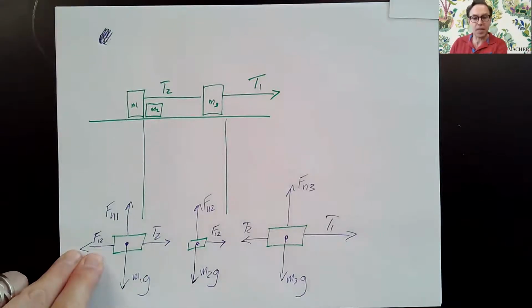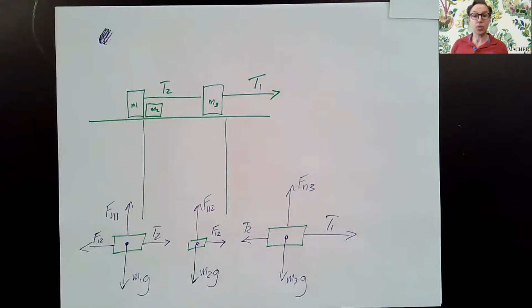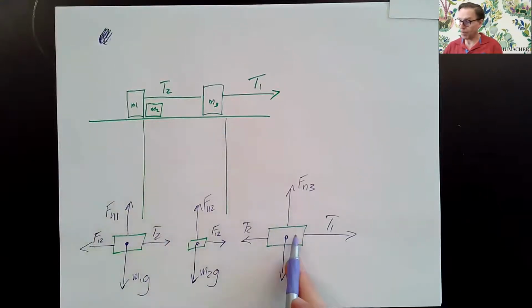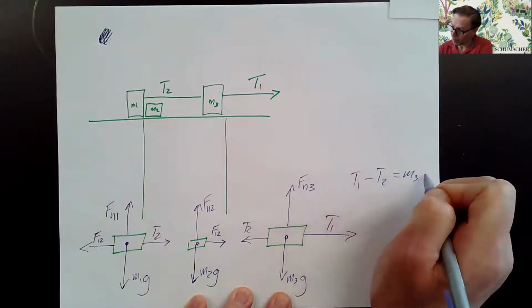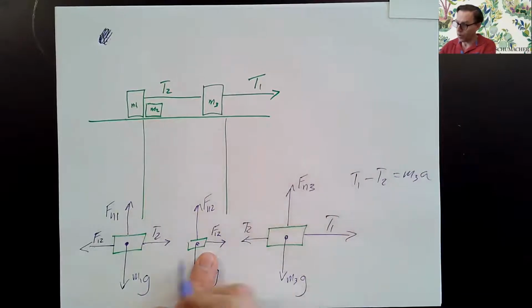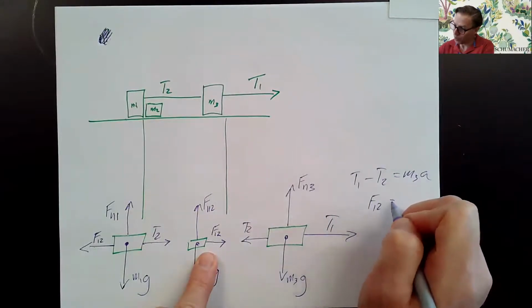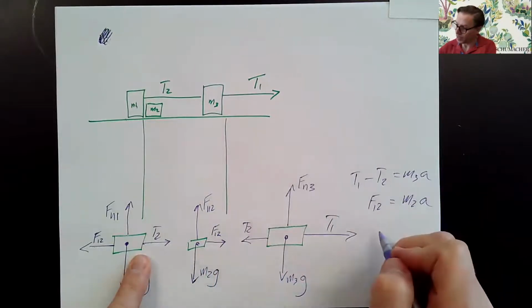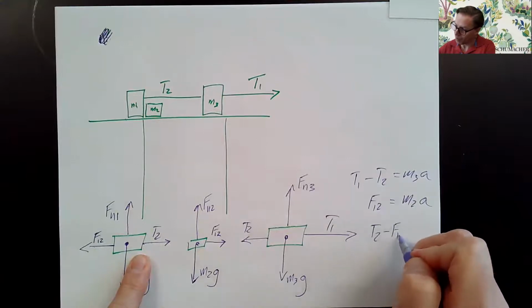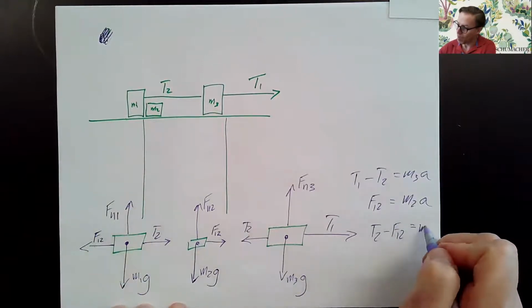This is the force that people often forget to put on there. They forget that this block is pushing this block to the left. So then if I wanted to solve for something, I would write F equals MA. T1 minus T2 equals M3A. On this one, there's only one horizontal force. F12 equals M2A. And on this one, I've got two forces. T2 minus F12 equals M1A.